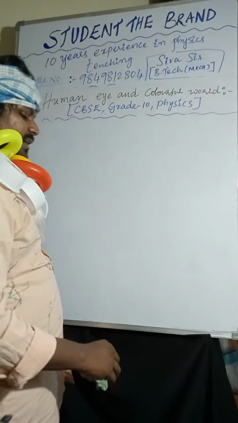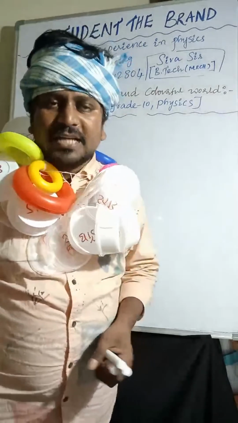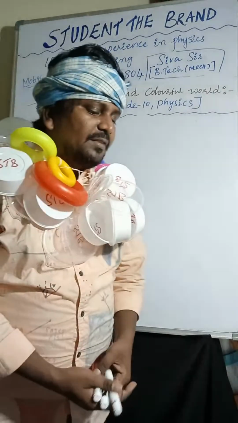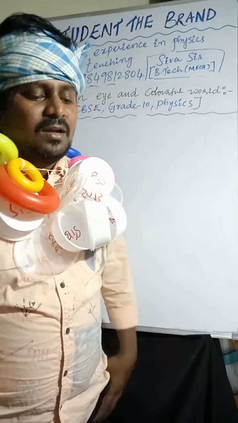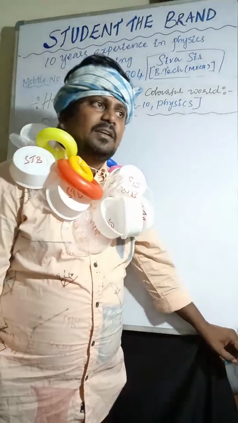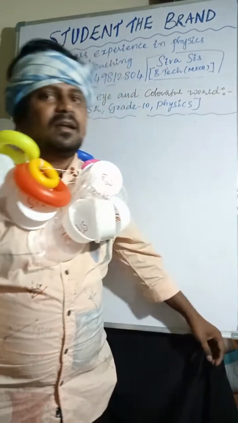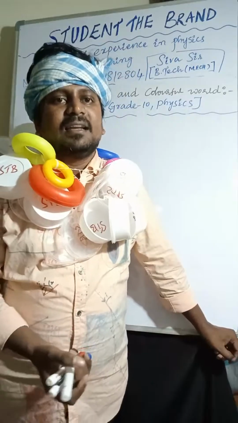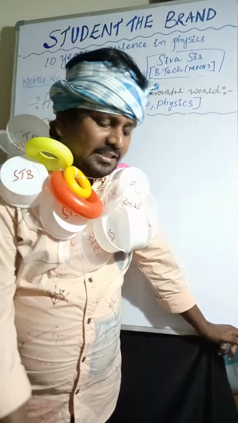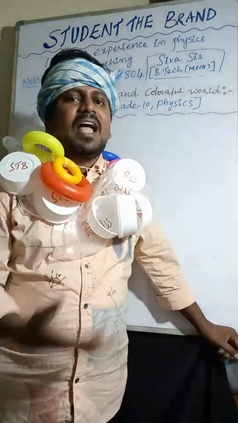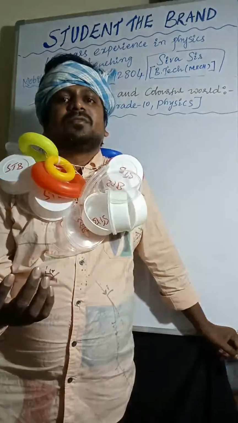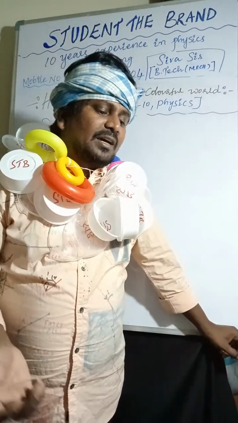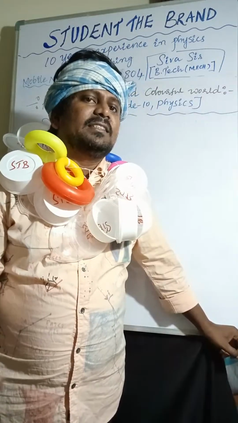So one more condition is atmospheric refraction. Refraction that takes place in the atmosphere is called atmospheric refraction. And here, scattering of light: the re-emission of light in different directions with different intensity is called scattering of light.